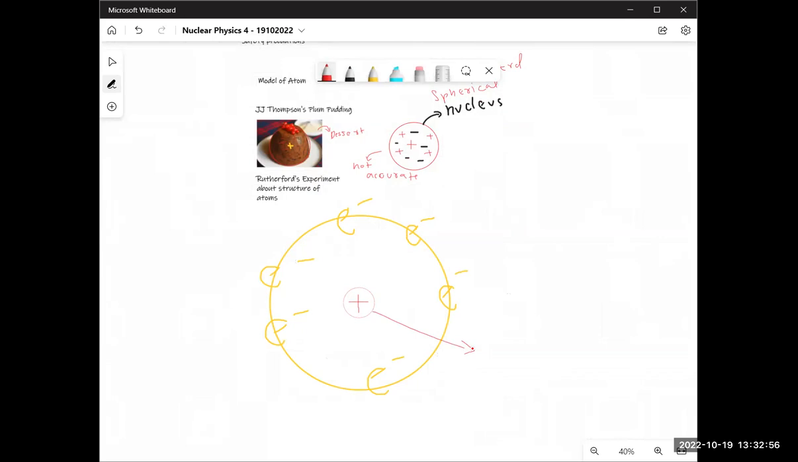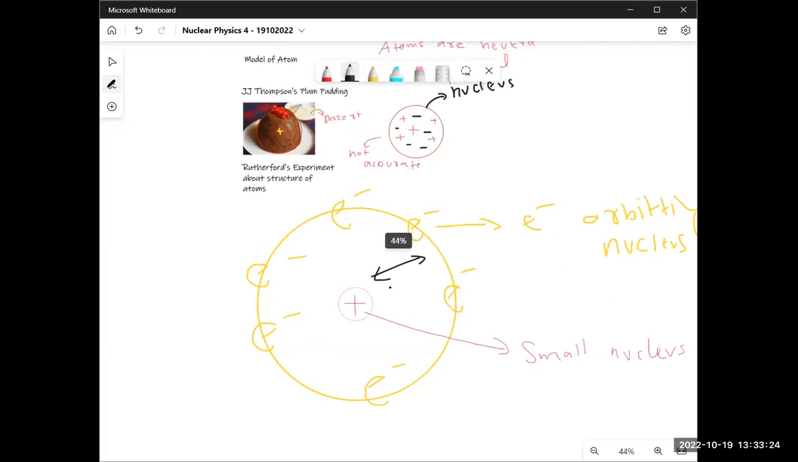Now, the thing you need to write over here is, how did he realize this? And how did he find all of this? That first we have a small nucleus, and that we have electrons orbiting the nucleus, and that all of this is actually empty space.